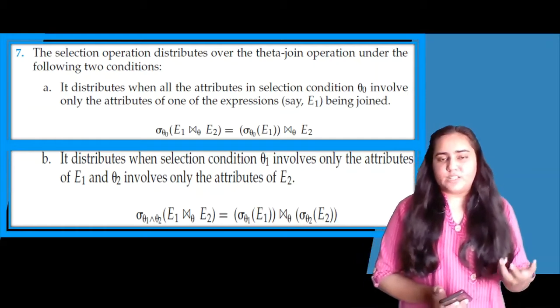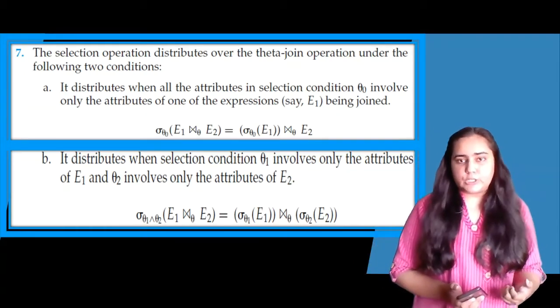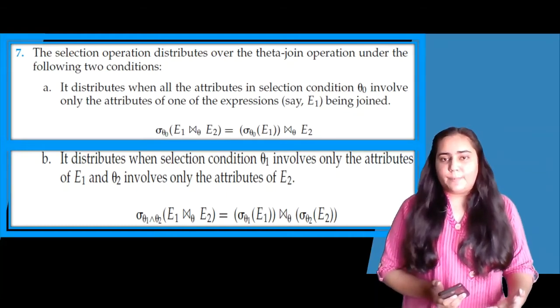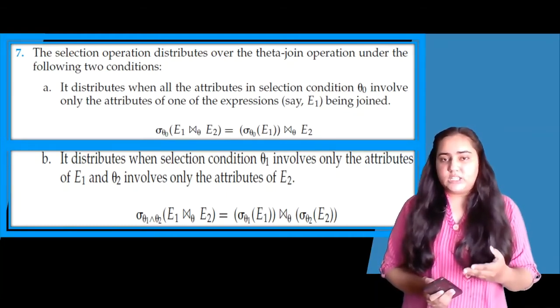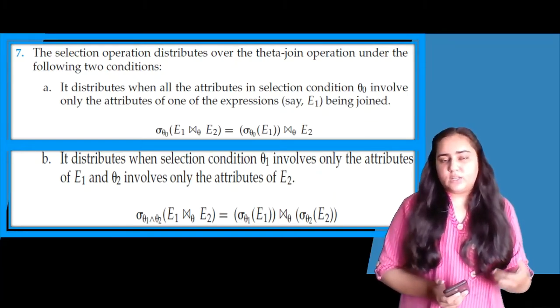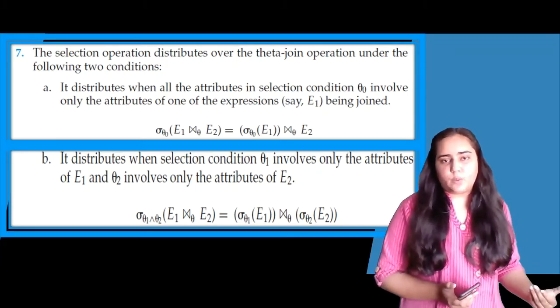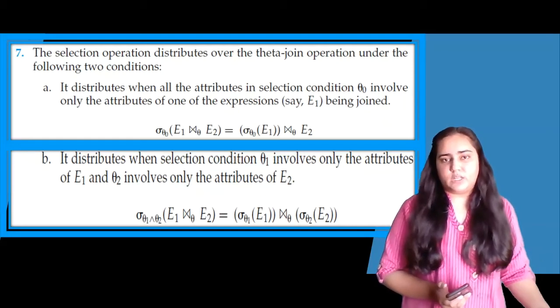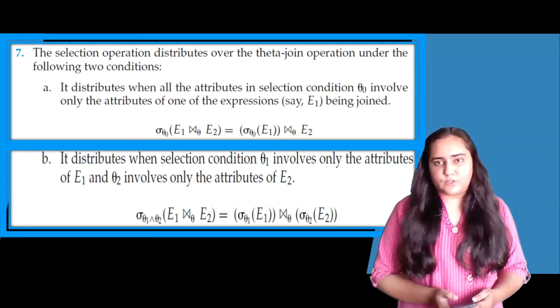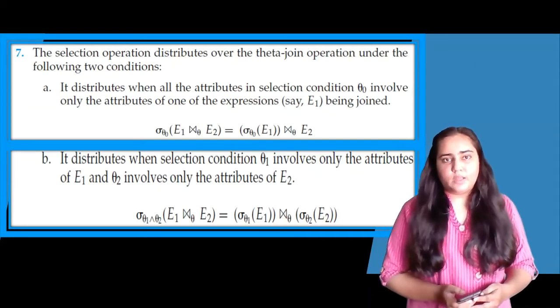of E1, which means first you are applying the sigma condition to E1, and then you are taking a theta join by applying this theta 2 condition to E2. Because we know that the columns of E1 are in theta 1 and all columns of E2 are in theta 2. So that is why we can perform it in this manner. So this is our seventh rule.